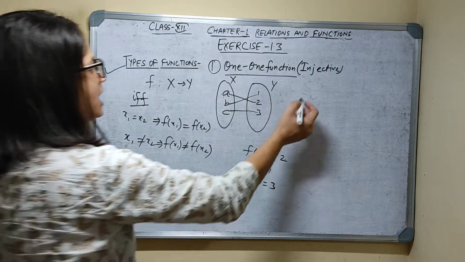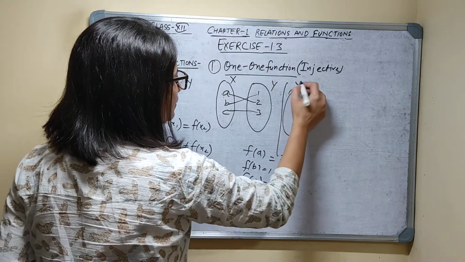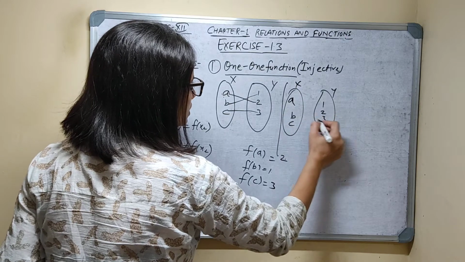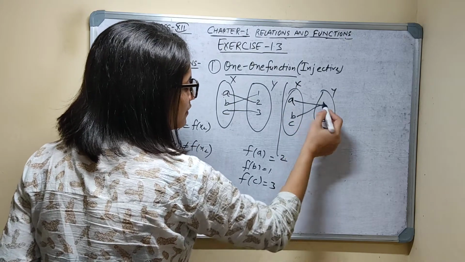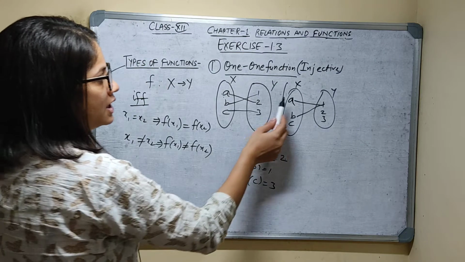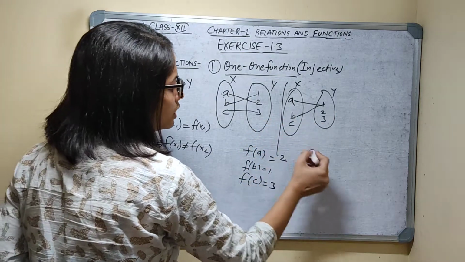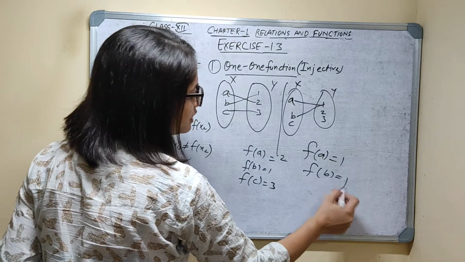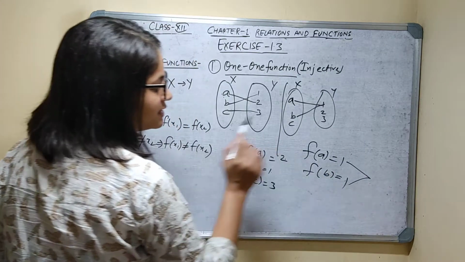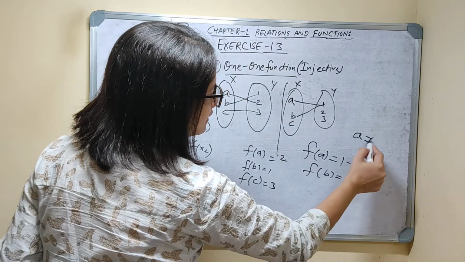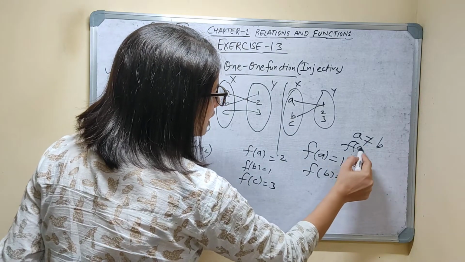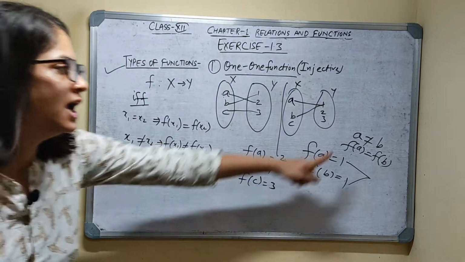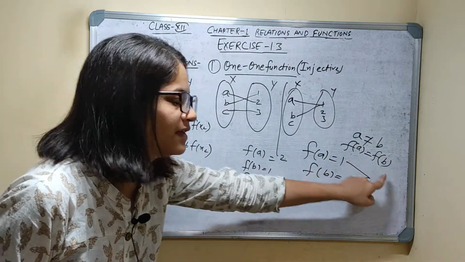Got my point? It can't be like this: I will give you x, y, a, b, c, 1, 2, 3. Like a is related to 1, b is also related to 1. Here it is not 1 to 1, because f of a is equal to 1 and f of b is also equal to 1. Their images are the same. A is not equal to b, but f of a is equal to f of b.